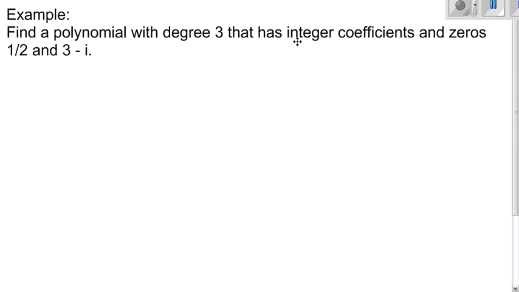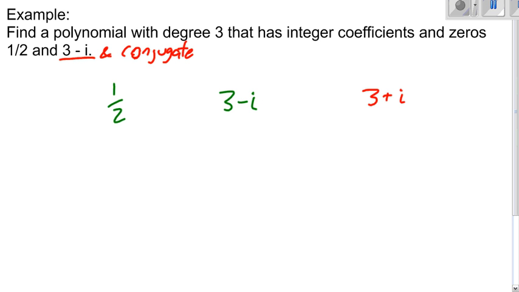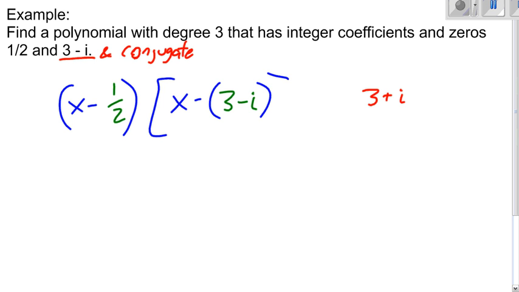Degree 3, integer coefficients, and has zeros of 1/2 and 3 minus i. They only give us 2 zeros, but it says integer coefficients, which means its conjugate is also there. So if 3 minus i is a 0, so is 3 plus i. So x minus 1/2 is a factor. x minus 3 minus i is a factor. And x minus 3 plus i is a factor.